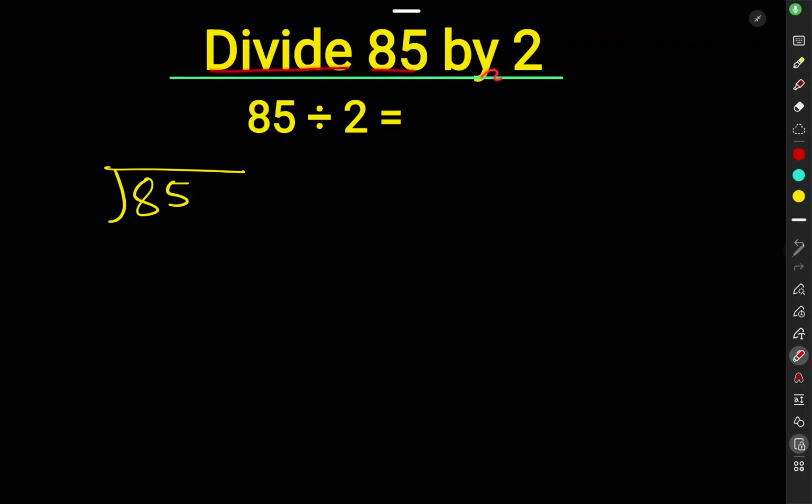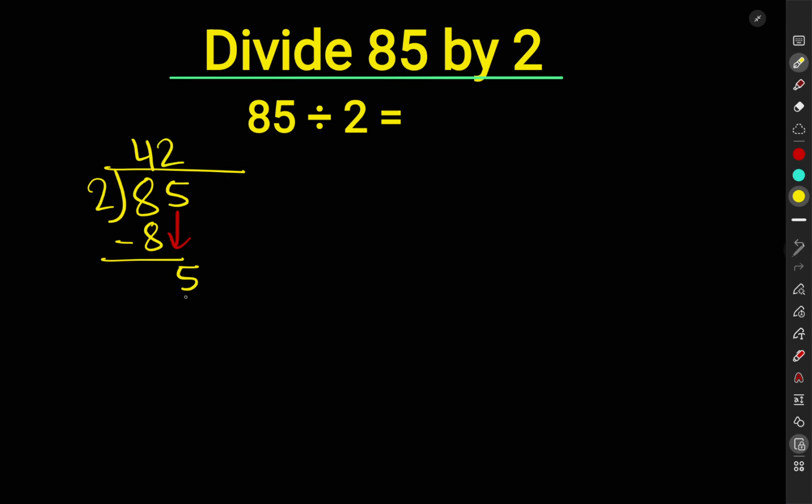Divide 85 by 2. So here we divide 85 by 2 in a long division method. So 2 times 4 means 8. On subtracting we get 0. So now this 0 is less than 2, so we bring down the number beside this, 5, and we remove this 0.